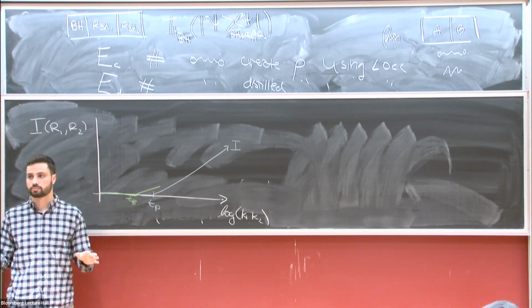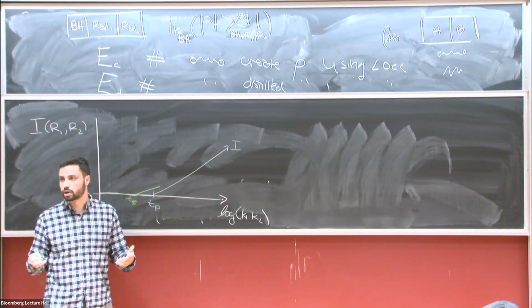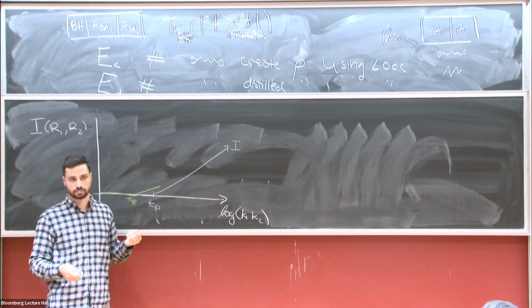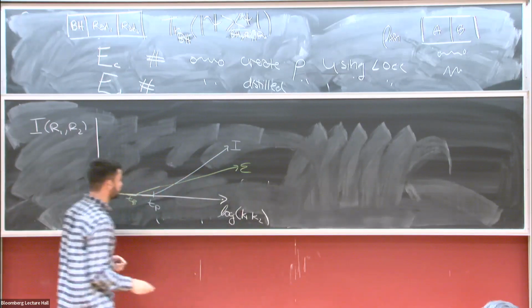a much smaller time than the Page time. This is a model dependent time. I'll tell you what it is in some models, but this is a model dependent time, but it's always at least smaller than the Page time. So it goes something like this. So this is like negativity.